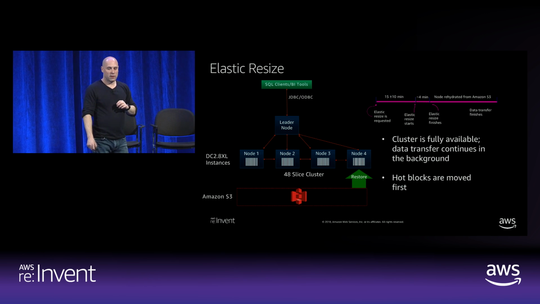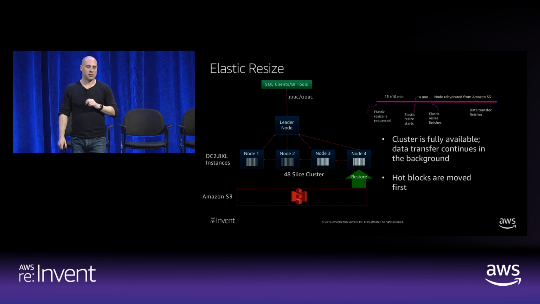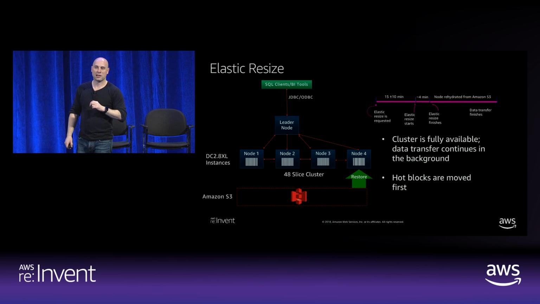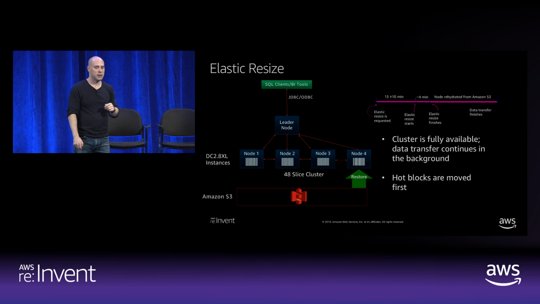Once that shuffling is done, we then begin to stream the data out of S3 back into this new compute node that's been added to your cluster, and the cluster is fully readable and writable during this time. If you have in-flight queries, we'll just fetch that data immediately off S3 to fulfill that query.